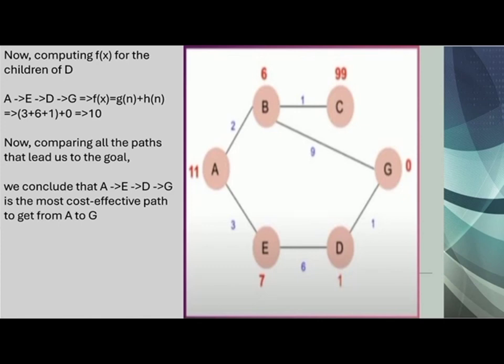Now, comparing all the paths that lead us to the goal, we conclude that A to E to D to G is the most cost-effective path to get from A to G. I repeat, we conclude that A to E to D to G is the most cost-effective path to get from A to G.